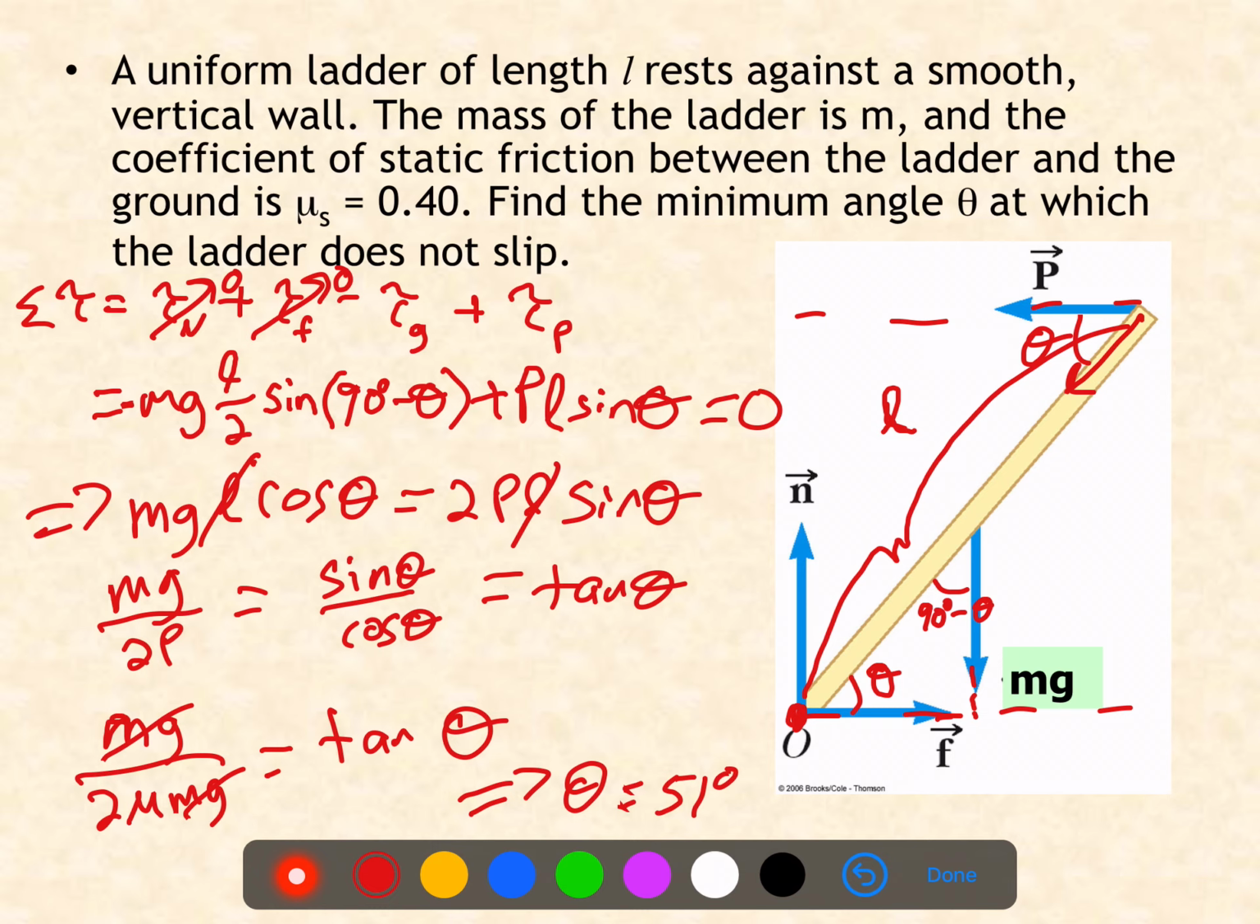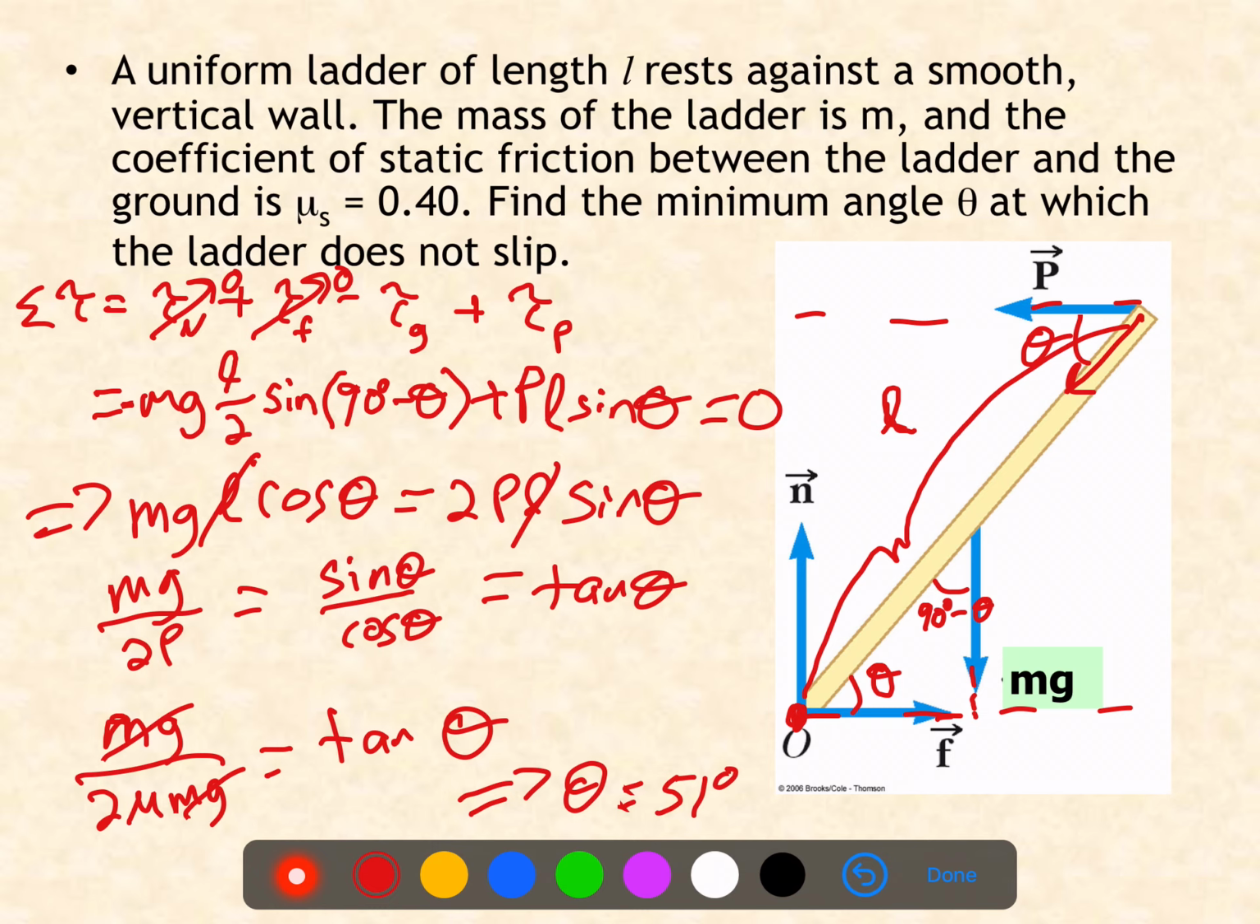Okay, so notice that in this analysis we had to use both Newton's laws and set the sum of the forces equal to 0, and then we had to sum up the torques and set those equal to 0. And since we had more than one unknown, we needed more than one equation, but we were ultimately able to solve for the angle that we needed.